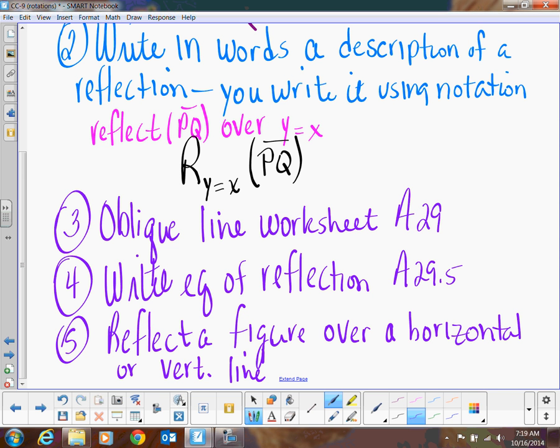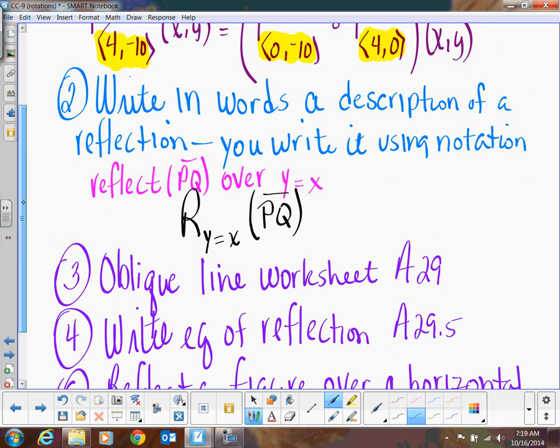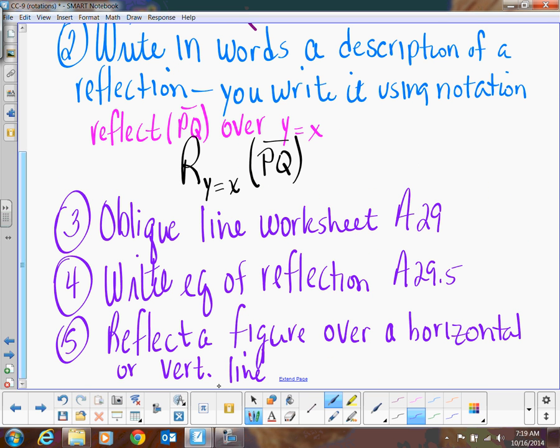Translating words to the reflection notation is going to be probably on both the quiz and the test. Reflecting a figure over a horizontal or vertical line. You will already have reflected a figure over an oblique line, but you also have to do it over a horizontal and vertical line. And then I'm putting on the composition of translation. Does anybody have any questions?